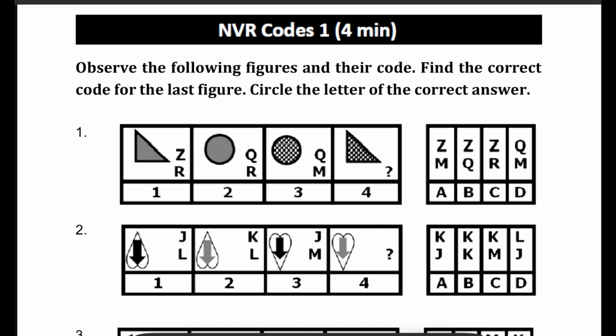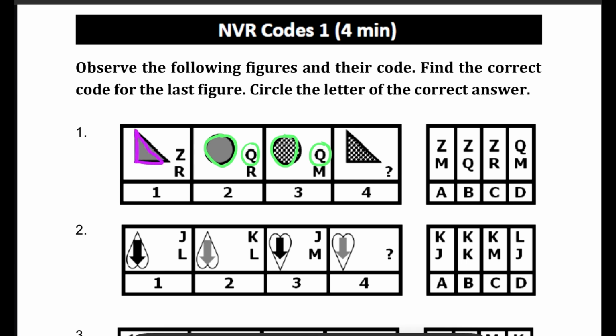So for code questions, what I like to do is find two of the boxes that have a letter in common in the same position in the code, and then find out what shape or pattern or color or image they have in common as well. So the first one, box 2 and 3 both have a Q as the first letter, and they are both circles.